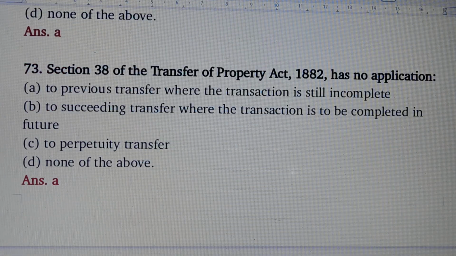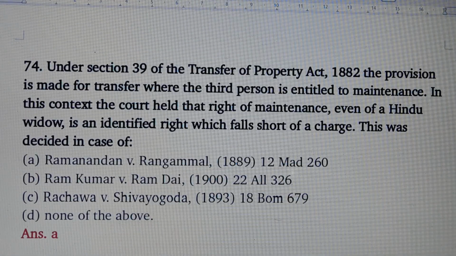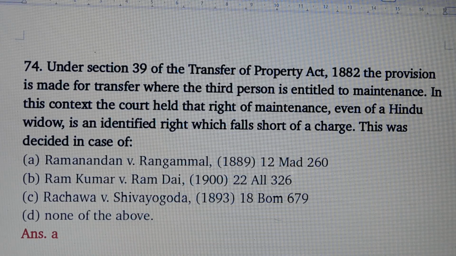Question number 73. Section 38 of the Transfer of Property Act has no application to previous transfer where the transaction is still incomplete. Answer is option A. Question number 74. Under section 39 of the Transfer of Property Act, the provision is made for transfer where the third person is entitled to maintenance. In this context, the court held that right of maintenance even of Hindu widow is an unidentified right which falls short of a charge. This was decided in case of Ramanandan versus Rangamal. Answer is option A.